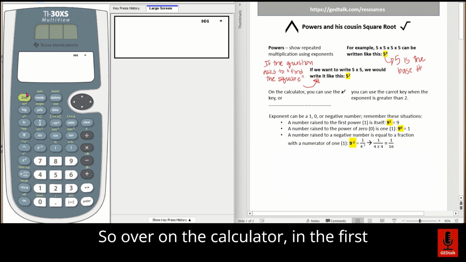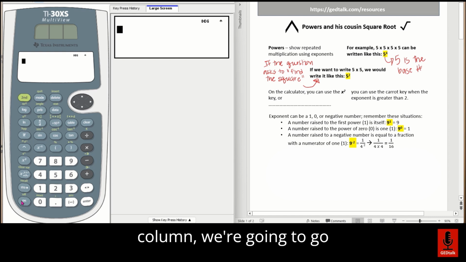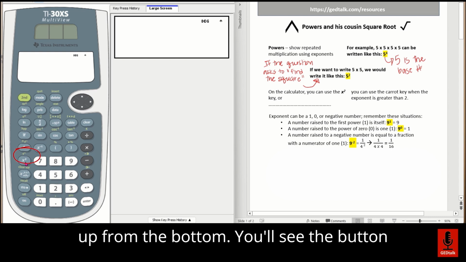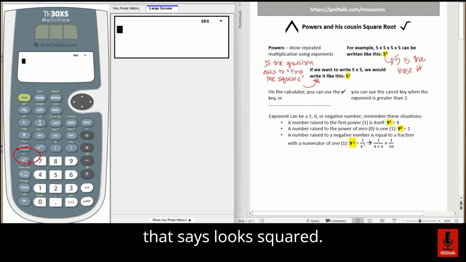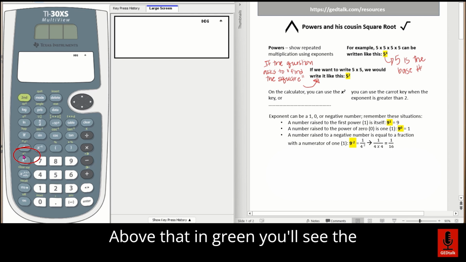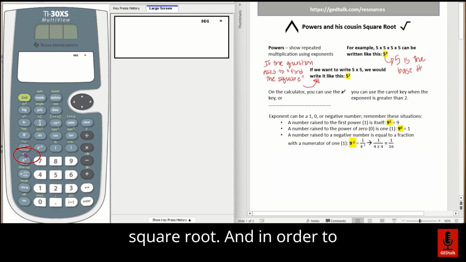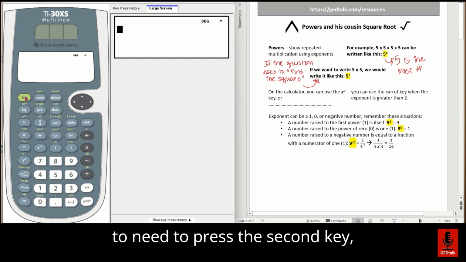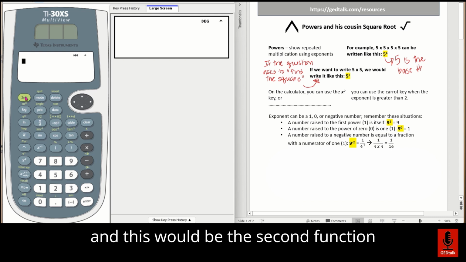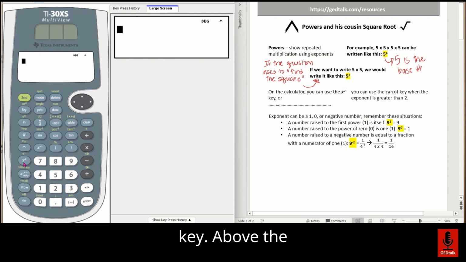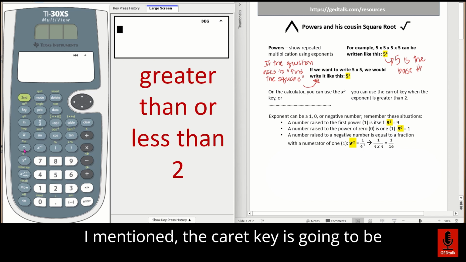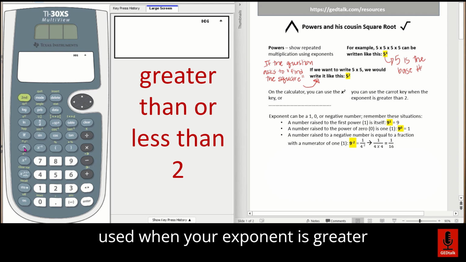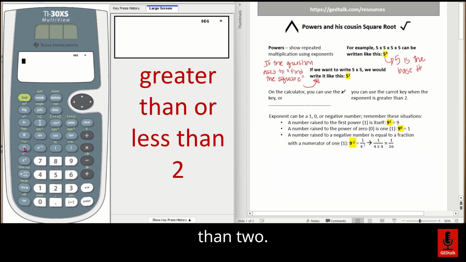So over on the calculator, in the first column, we're going to go 1, 2, 3, 4 rows up from the bottom. You'll see the button that says x squared. Above that in green, you'll see the square root. And in order to get to this square root sign, you're going to need to press the second key, the second function key. Above the x squared key, we have our caret key. As I mentioned, the caret key is going to be used when your exponent is greater than 2.